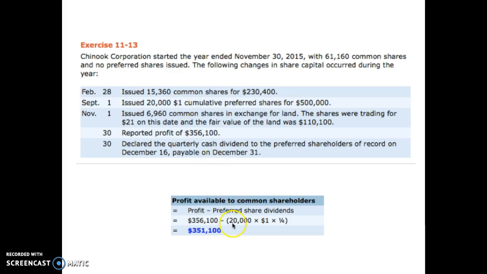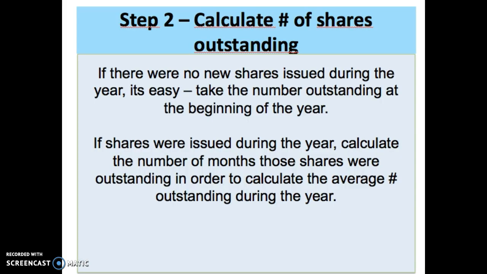So in our calculation, if I want to know how much of my earnings went to the preferred shareholders before my year end, well, I only have one quarter between September 1st and November 30th. Therefore, I have $1 times a quarter, or 25 cents, times 20,000, and that gives me total profits available to my common shareholders of $351,100.